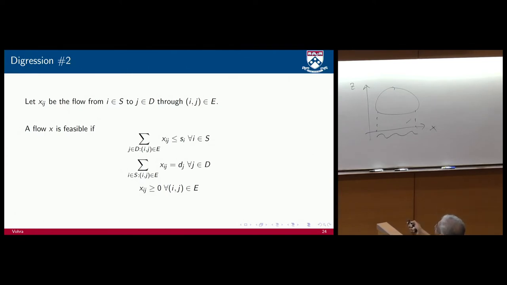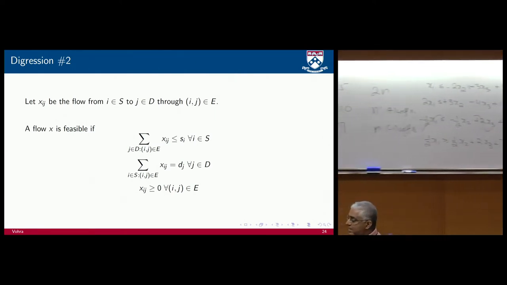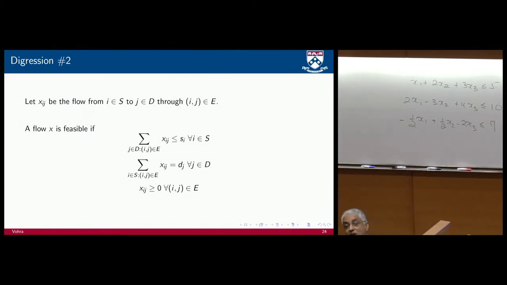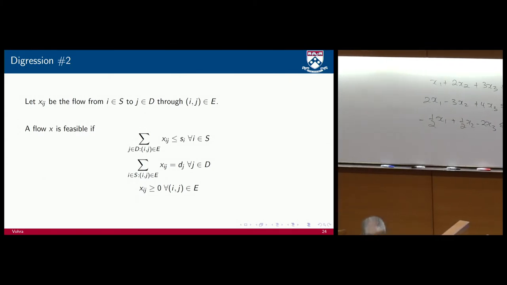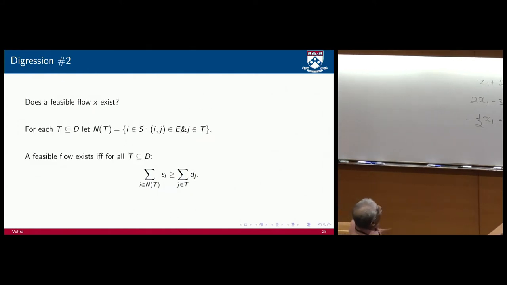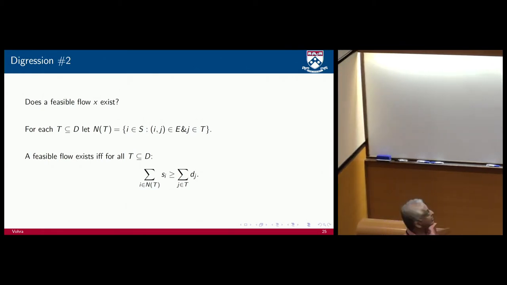Now, how do I know there's a feasible solution to this system? One necessary condition must be that total supply is at least as large as total demand. Otherwise, we're not even in the game. But you can easily see that's not enough, because not every supply node is connected to every demand node. There's a result that is essentially a generalization of Hall's matching theorem that characterizes when a feasible flow exists.